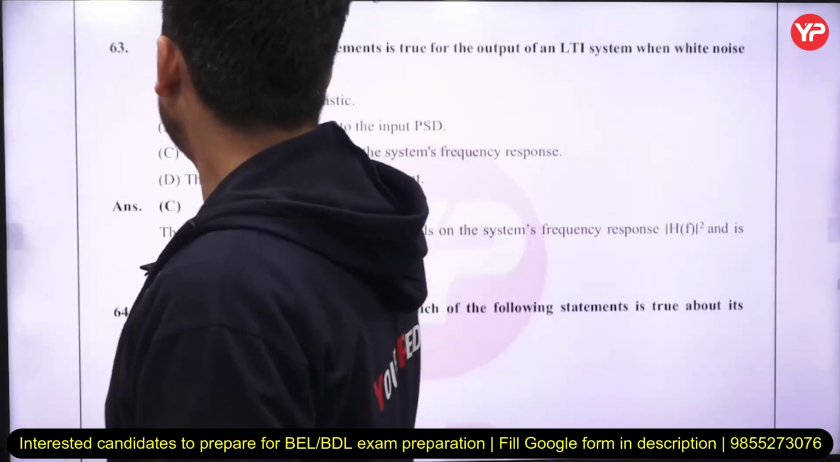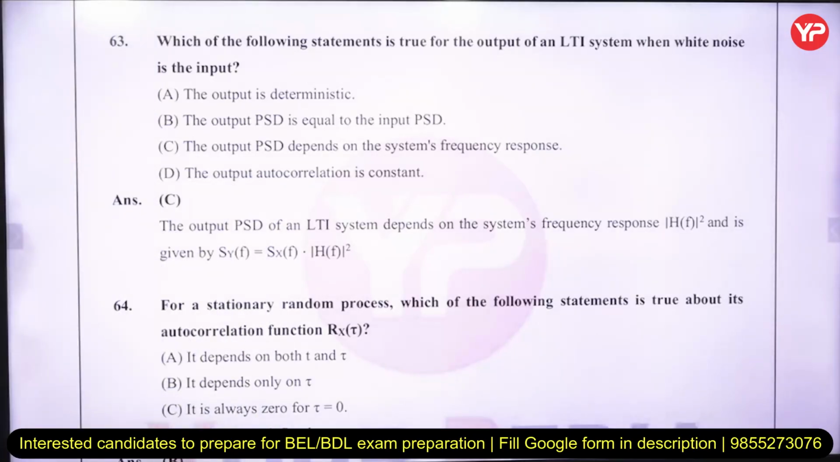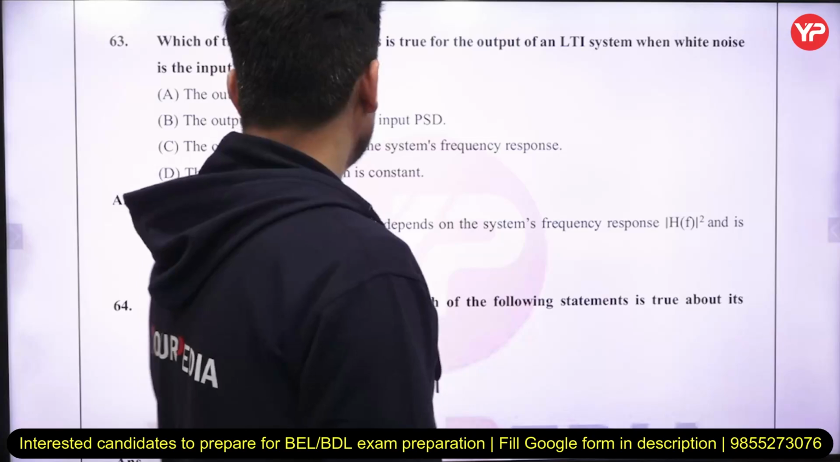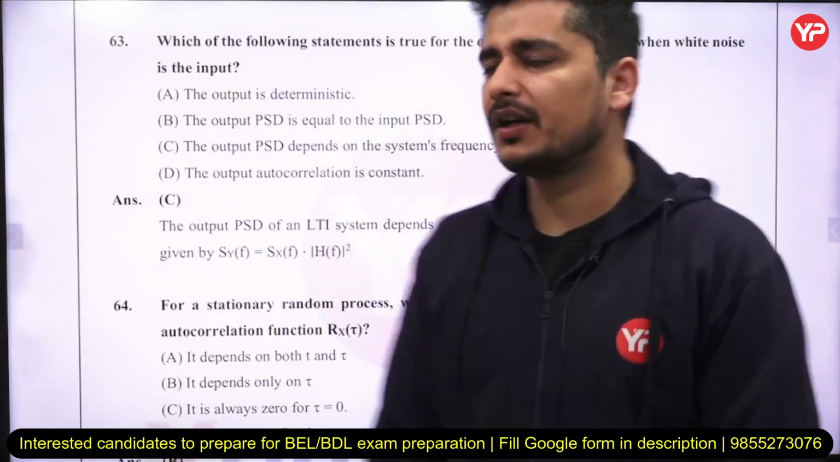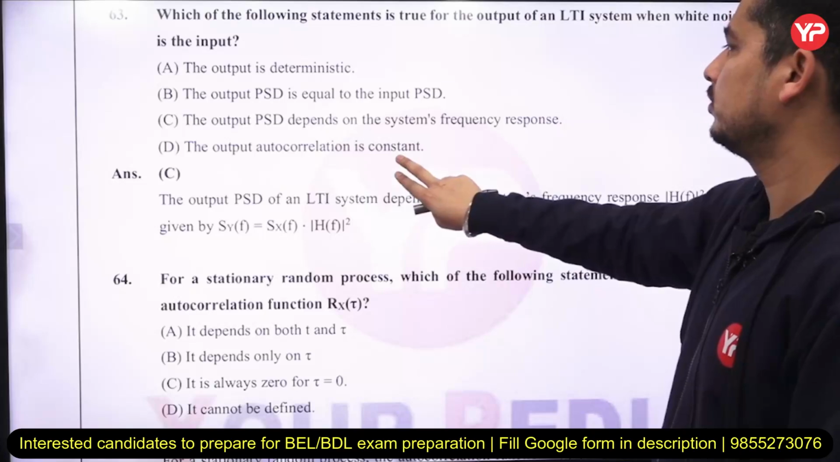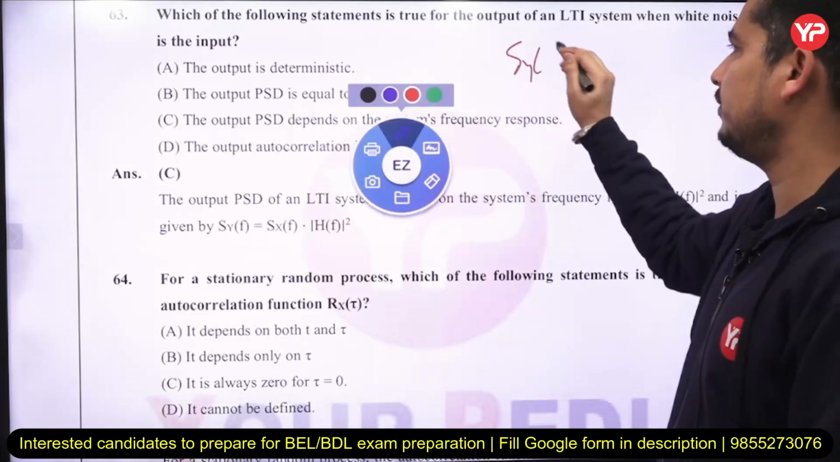Next, which of the following statements is true for the output of an LTI system whenever white noise is applied at the input? Whenever you apply white noise as the input, the output power spectral density Sy of f is how much?